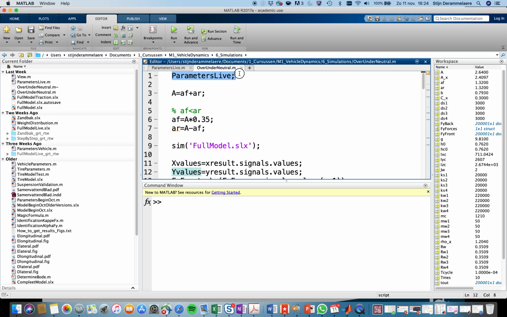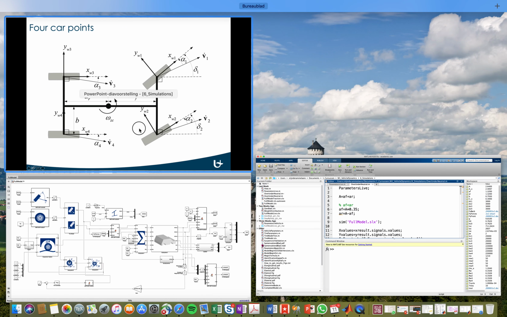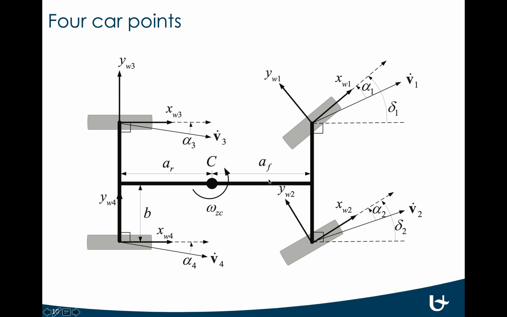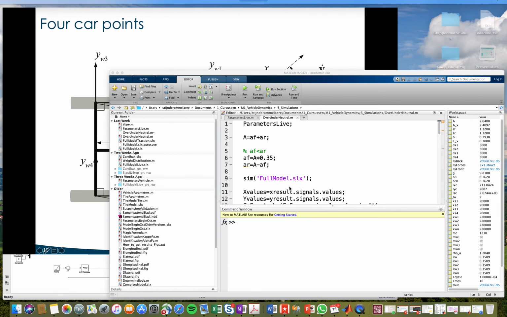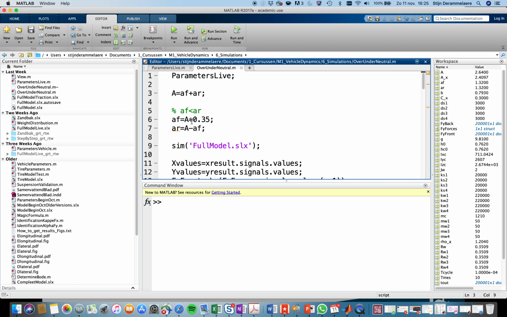First, we load our parameters. Then we sum the AF and AR. We have the total length of the car. And then we say that we have a small AF value. That will mean that the center of gravity of the car will be towards the front. Low AF value, AF is lower than AR, as you can see by this.